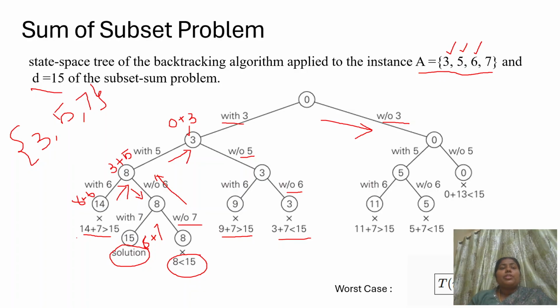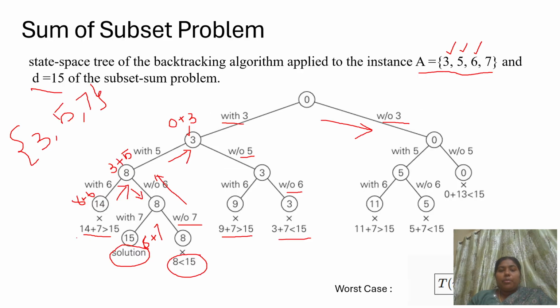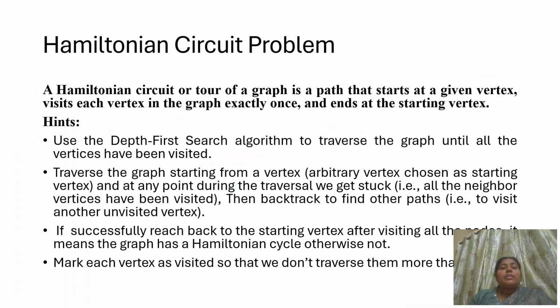The next application of backtracking is the Hamiltonian circuit problem. I thought that everyone understood the concept of the sum of subset problem. Next we are going to see about the Hamiltonian circuit problem.